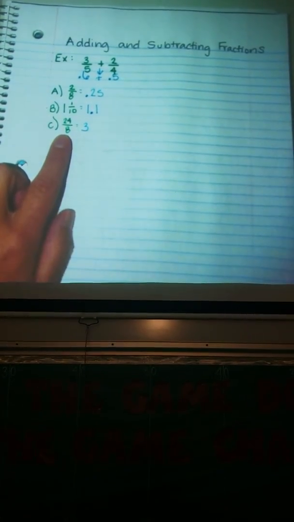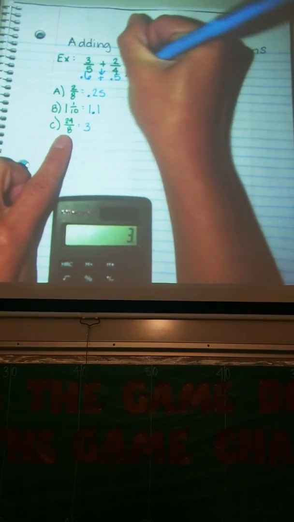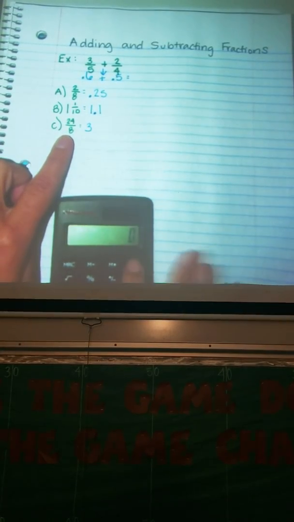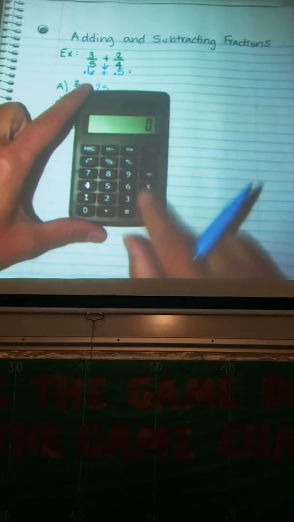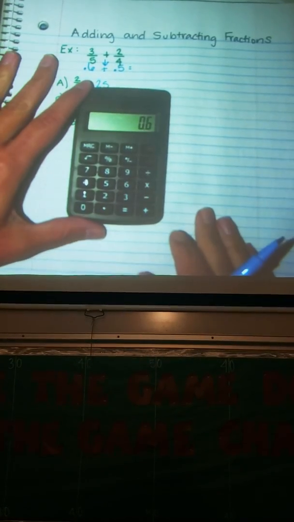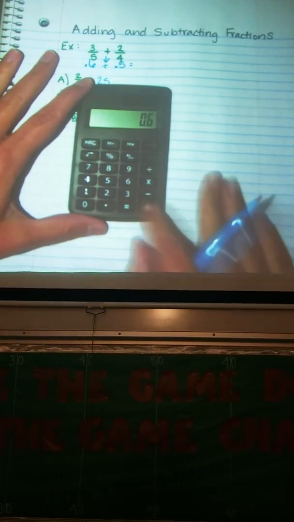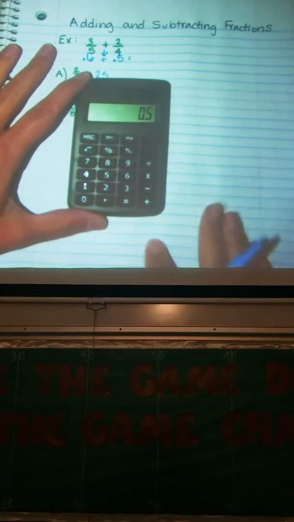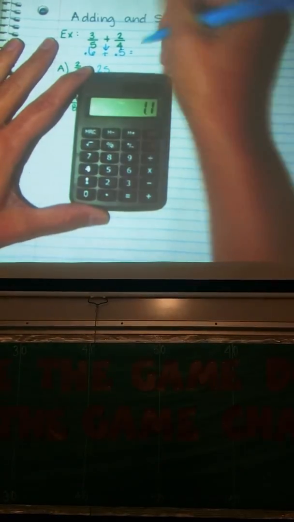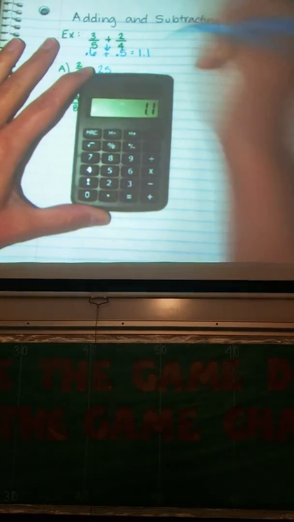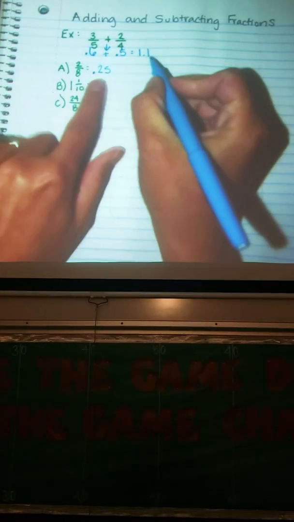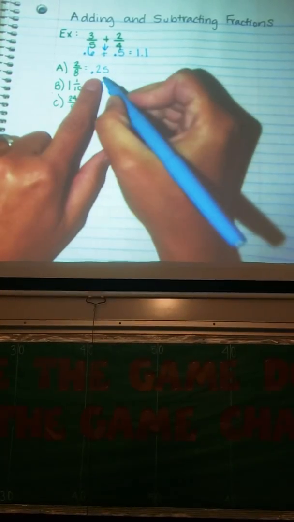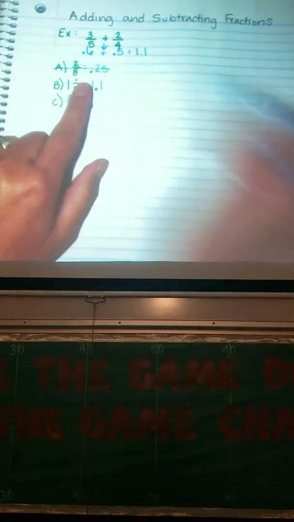Okay, so now let's go back up to our problem. And we're gonna type it in. So 0.6 plus 0.5 equals 1.1. Do we have that as an answer choice? All right, 1.1, is that the same as 0.25? Nope, I'm gonna cross that out.